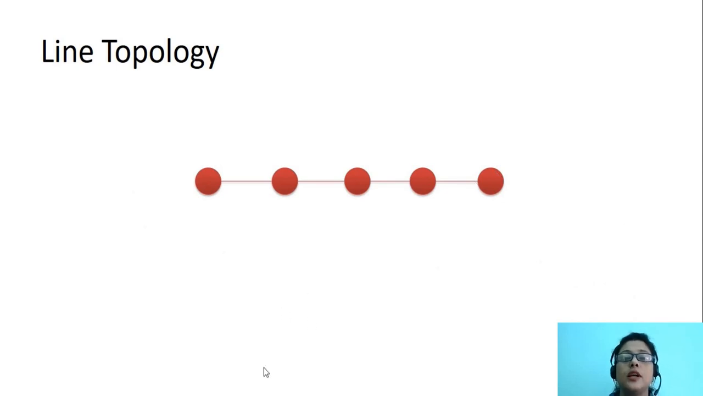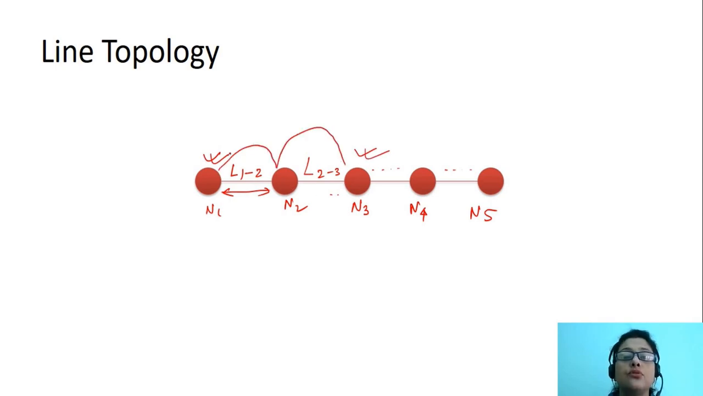Next, we have the line topology. As we can see that line topology, all the nodes are connected to each other by a single line. So connection between N1 and N2 is via this link L12. Connection between N2 and N3 happens via the link L23 and so on. So it is not possible for node N1 to connect to node N3 directly. Rather, it has to pass through N2 and then to N3.